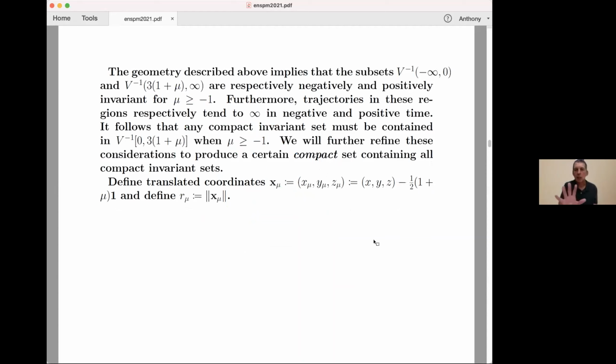And you can see that the subsets v to the minus 1 of minus infinity to 0, at one end, and v to the minus 1 of 3 plus 1 over mu to plus infinity, are positively and negatively invariant, respectively. And so trajectories in these regions tend to infinity, but we're interested in the local dynamics, which could be periodic. And you can check that any compact invariant set must be contained inside the region v to the minus 1 of 0 to 3 plus 1 over mu. And we want to refine that a little further to produce a compact set containing all compact invariant sets. So that's what you can do.